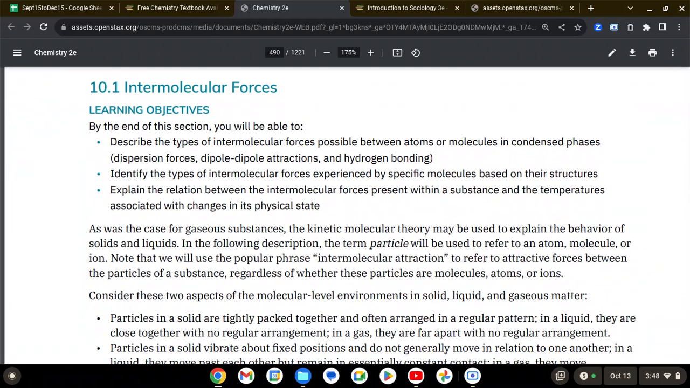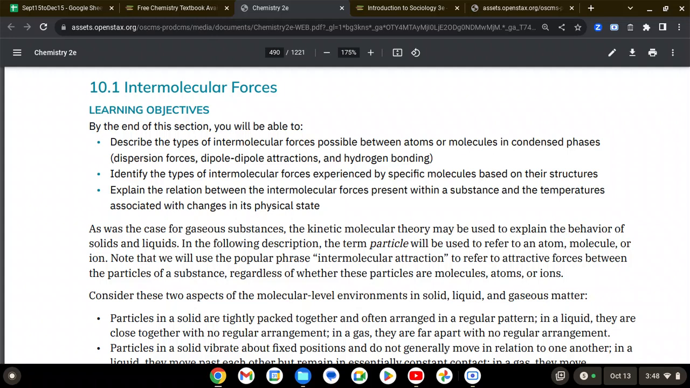10.1 Intermolecular forces. By the end of this section, you'll be able to describe the types of intermolecular forces possible between atoms and molecules in condensed phases: dispersion forces, dipole-dipole attractions, and hydrogen bonding. I swear, they change the name of these things every freaking time. Identify the types of intermolecular forces experienced by specific molecules based on their structures.